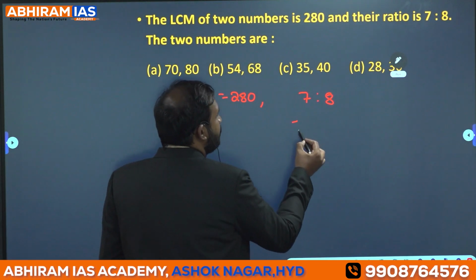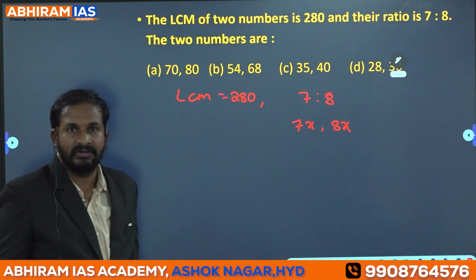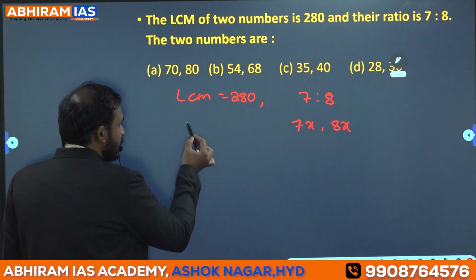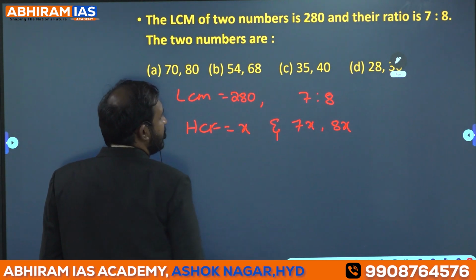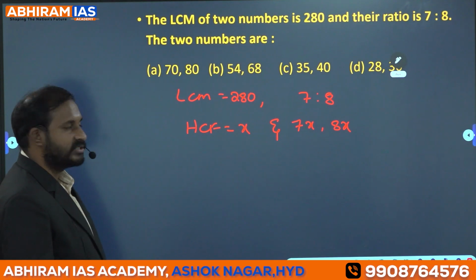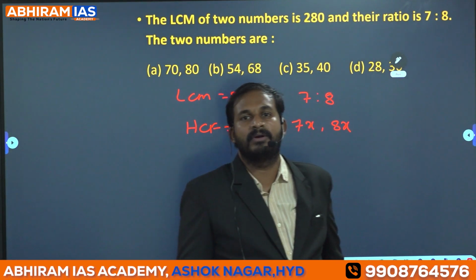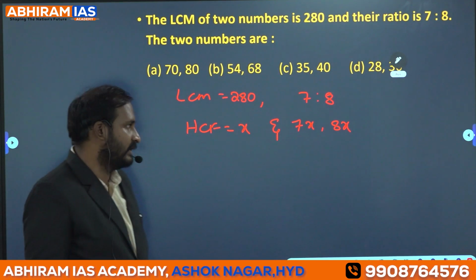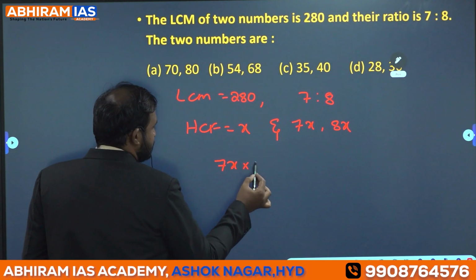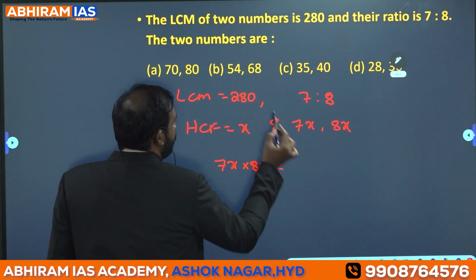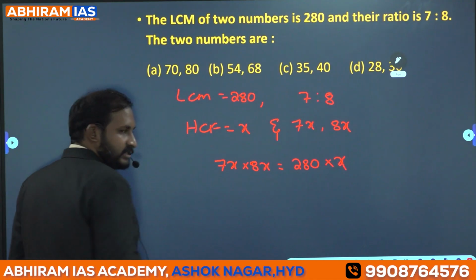We take those two numbers as 7x and 8x. And what about this x? Just now I told you this x is nothing but the HCF. That means HCF is x, the two numbers are 7x and 8x, and LCM is 280. We have one formula: product of two numbers is equal to product of their LCM and HCF. So 7x into 8x is equal to 280 into x.